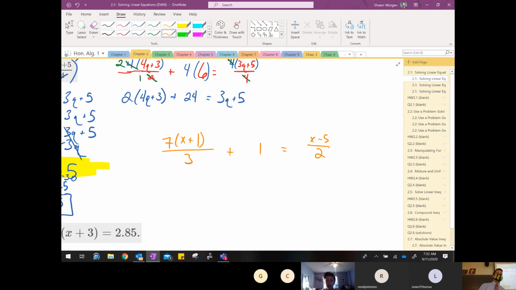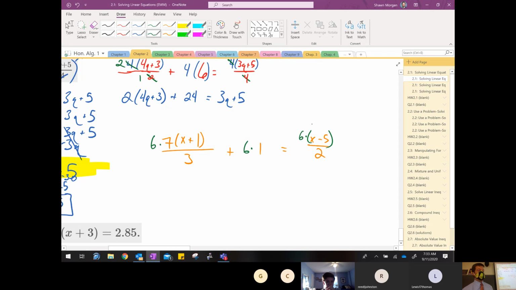So Paul, what's my LCD here, just using your eyes and inspecting it? Yeah, between 2 and 3, the least common denominator is 6. So I would multiply everything by 6, right? I'm going to say 6 times this, and 6 times this, and 6 times this, and then we go to canceling.